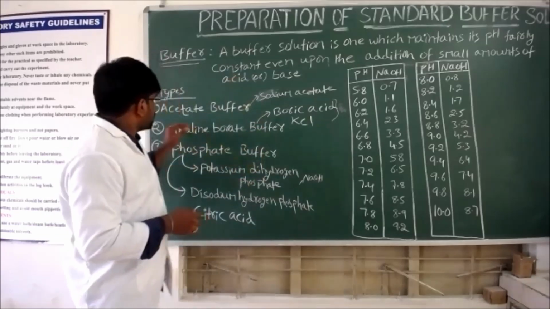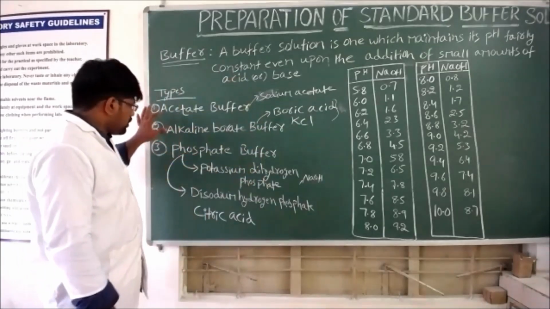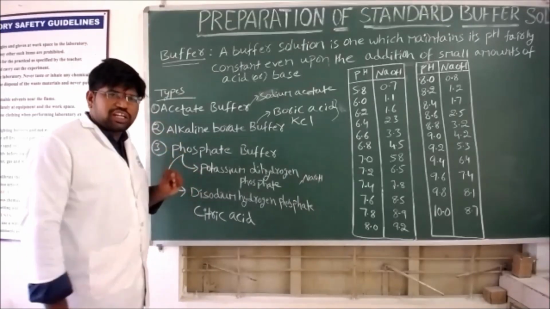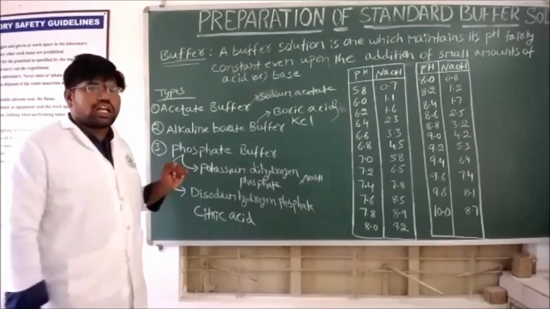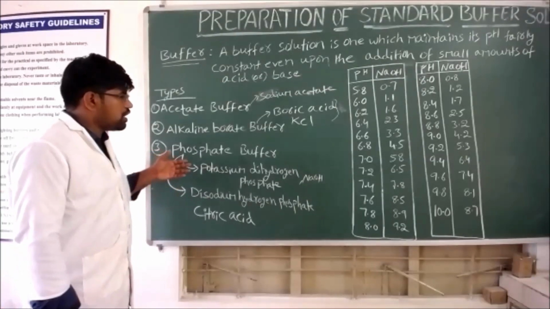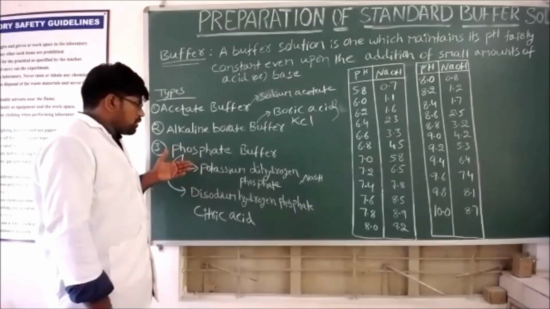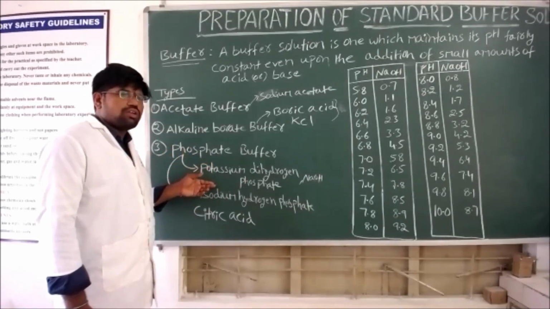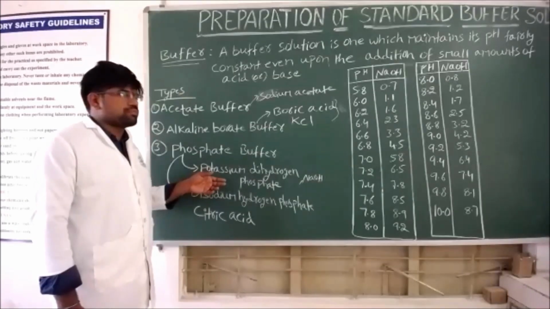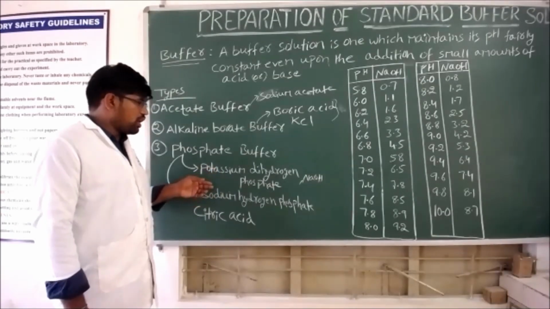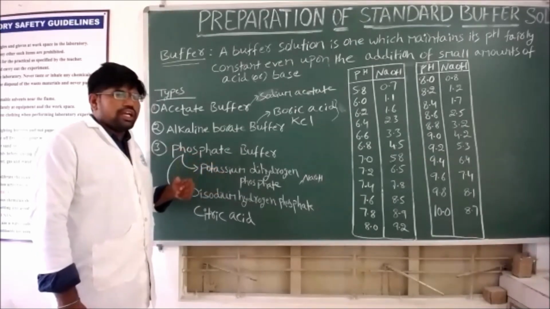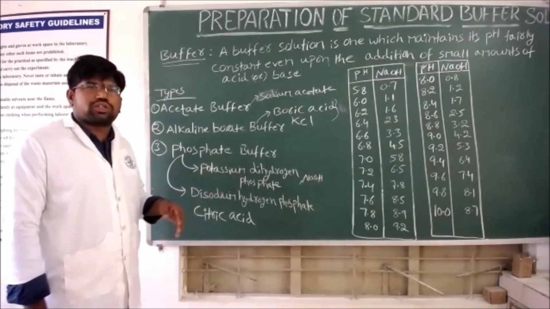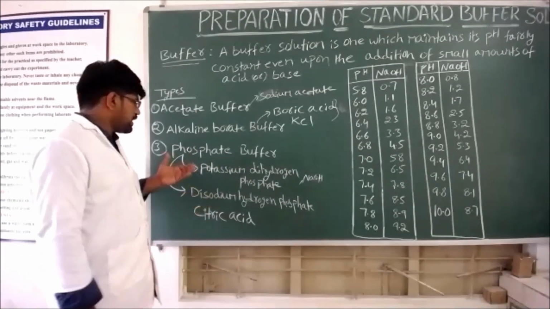Next, I will go to the types of buffers. Different types of buffers are there. First one is the acid buffer. The second one is the alkaline borate buffer. The third one is the phosphate buffer. In the phosphate buffer, we prepare it using two types of substrates. One uses potassium dihydrogen phosphate, KH2PO4, and by adding that to sodium hydroxide and water, we get the phosphate buffer.